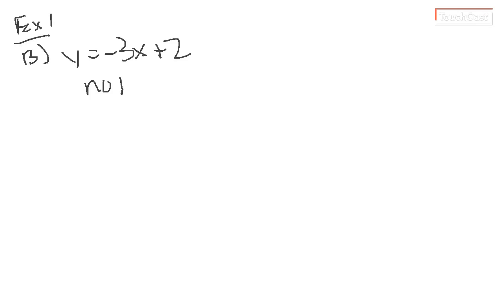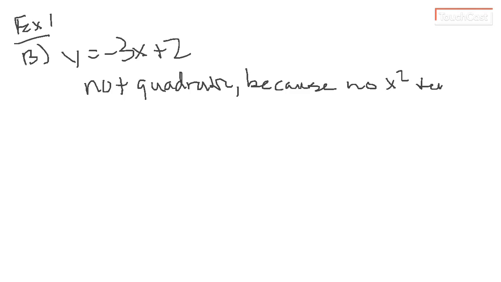So still in example 1, now we're going to look at B. We're going to be given the equation y equals -3x plus 20, and we're asked, is this quadratic? Well, seeing as there is no x squared term, we can say that this is not quadratic because there is no x squared term. The important part is that this is not quadratic.